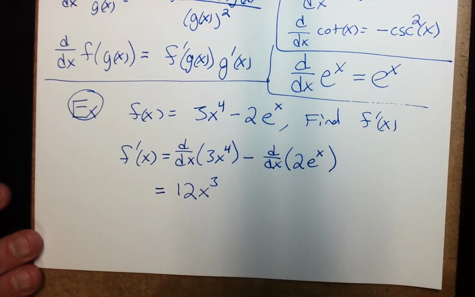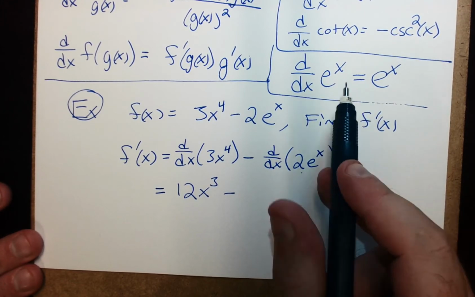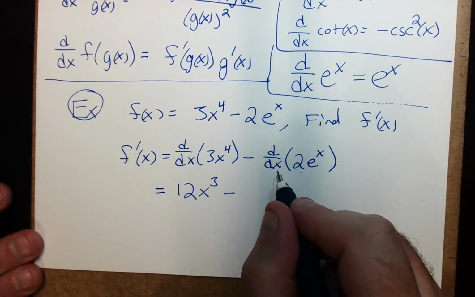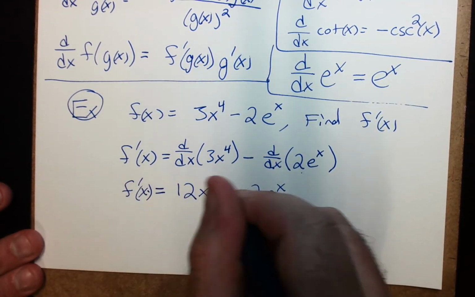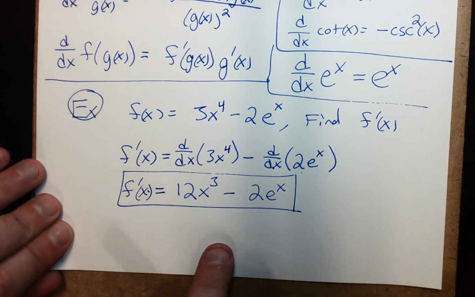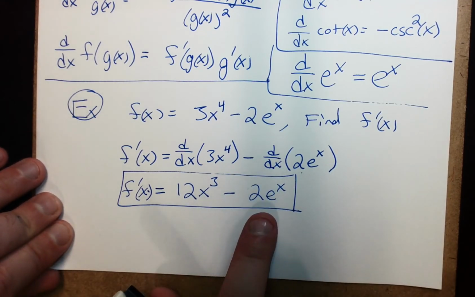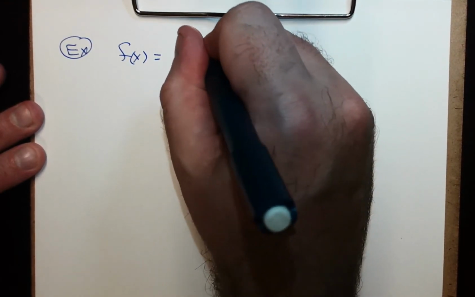So, how do you do this derivative? Well, it's 3x to the fourth. You just need the power rule. So you bring the 4 down in front, combine it with the 3 that's already there and get 12. Subtract 1 from the power, get 12x to the 3 minus, now you need the derivative of 2e to the x. Well, the derivative of e to the x is just e to the x. So the derivative of 2e to the x is 2e to the x. And that's it. That's as easy as it comes.